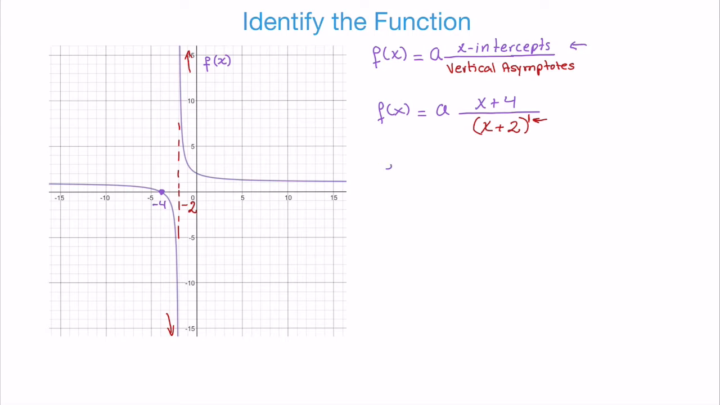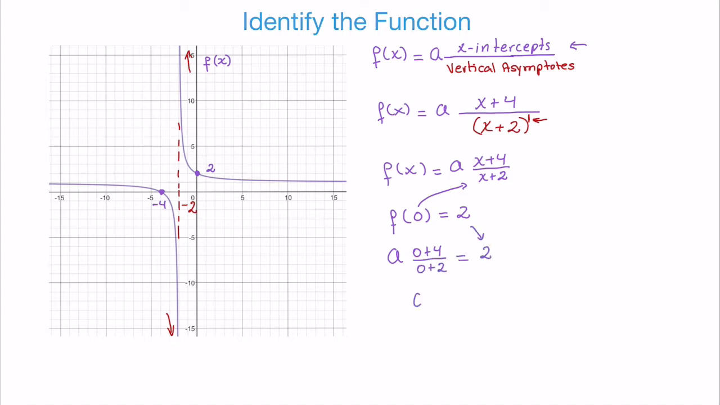So far, our function looks like f of x equals a times x plus 4 over x plus 2. And the last piece of information to get the equation is the y-intercept here, which is at 2. That tells us that the function evaluated at 0 is 2. So we plug 0 into the function, which is a times 0 plus 4 over 0 plus 2, and that must equal 2. So this is a times 4 over 2 equals 2, or a times 2 equals 2, and when you divide both sides by 2, we get a equals 1. We substitute the 1 for a, and our function is just x plus 4 over x plus 2.